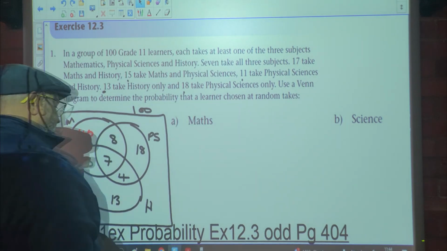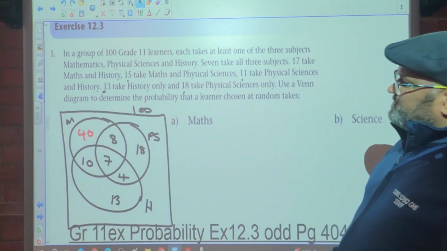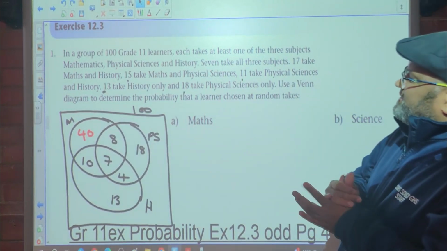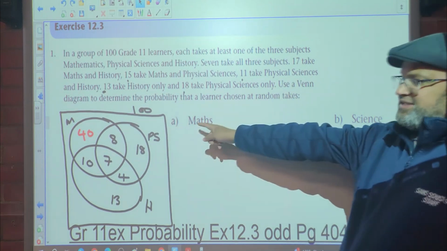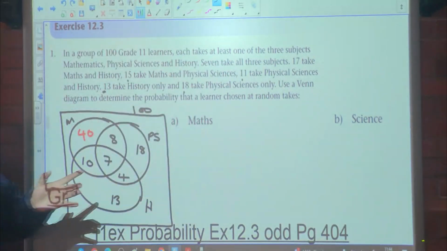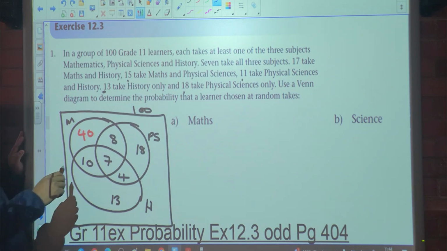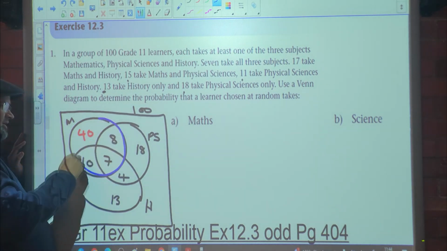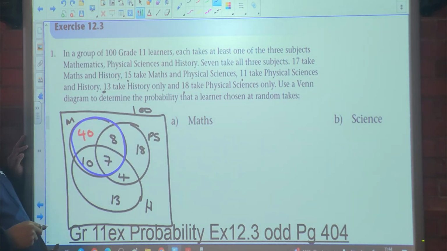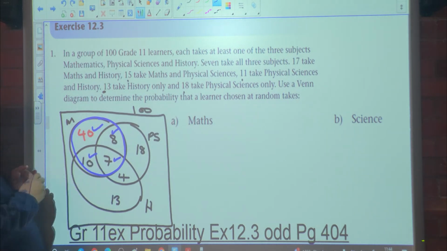Part A. The question says, use your Venn diagram to determine the probability that the learner chosen at random takes mathematics. Now, does it say takes mathematics or takes mathematics only? Mathematics. So, if you look at mathematics, all of this here belongs to mathematics. Can you see that? Which is 40 plus 8 plus 7 plus 10. You all understand that? Yes.